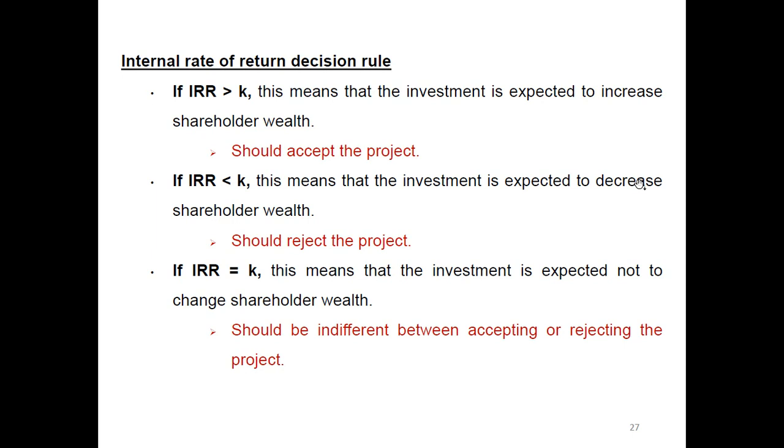When you make a decision based on IRR, IRR should be more than K. It means that you should accept that project. In the opposite way, if IRR is less than K, you should reject that project. And if the IRR is equal to K, it means that the net present value is equal to zero. So the first case, if IRR is more than K, it means net present value is positive. When the IRR is less than K, it means that net present value is negative. And when IRR is equal to K, it means that net present value is zero.